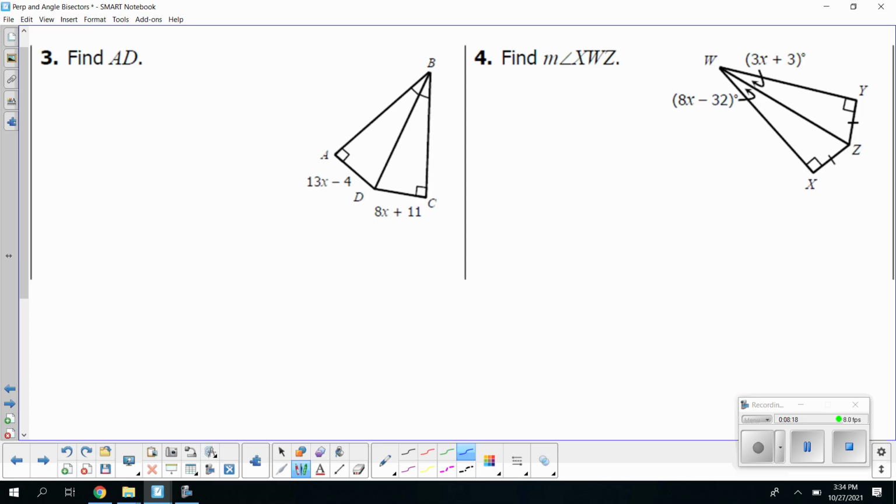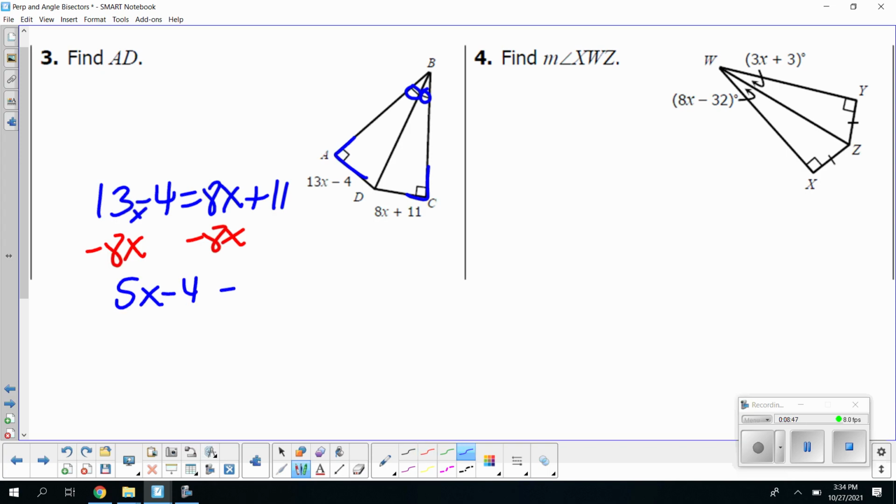Again, we have the situation where we have 2 angles that are congruent, and we have 2 sets of perpendicular lines. So we can assume that 13x minus 4 is going to be equal to 8x plus 11. Then we can solve. Subtract 8x from both sides, and I get 5x minus 4 equals 11. Add 4 to both sides, and I get 5x equals 15. Divide by 5, and I get x equals 3.